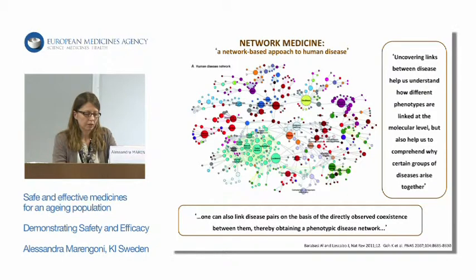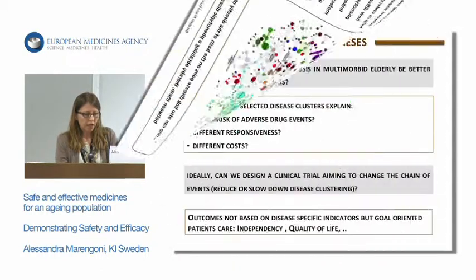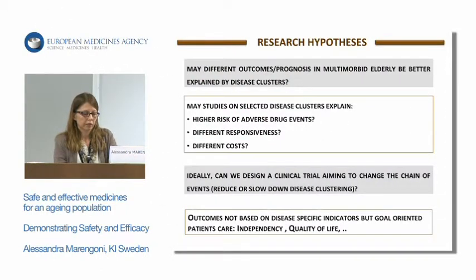And I was especially interested in the data of the Base Berlin study. Today there is really a large amount of data also on genetics and molecular levels. So finally, which are the research hypotheses that I can suggest using this technique? May different outcomes or prognosis in multimorbid elderly be better explained using disease clusters? Or may studies on selected clusters explain a higher risk of adverse drug events or different responsiveness?